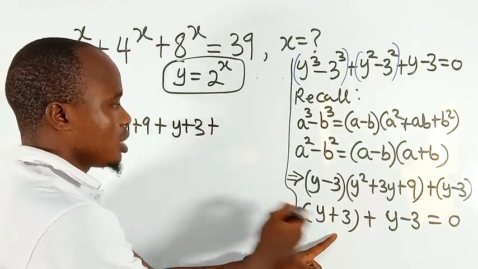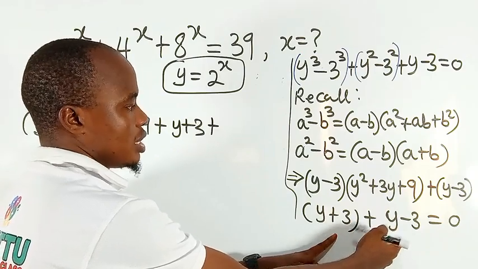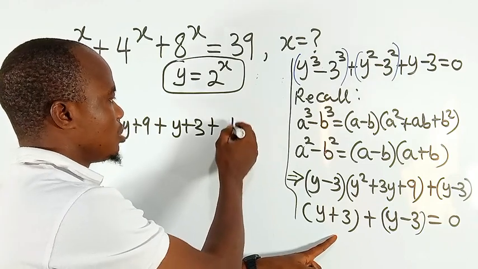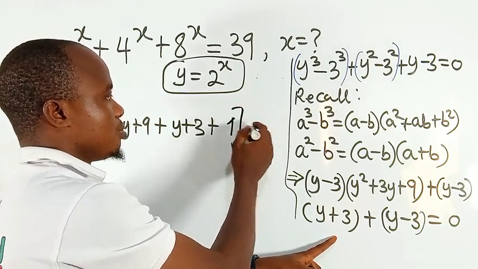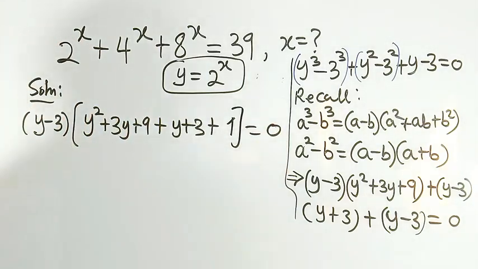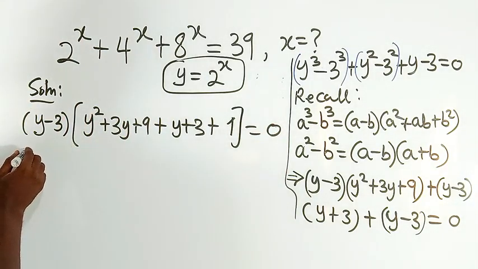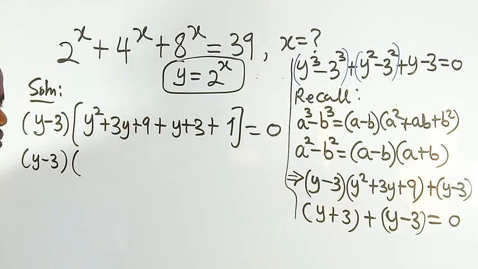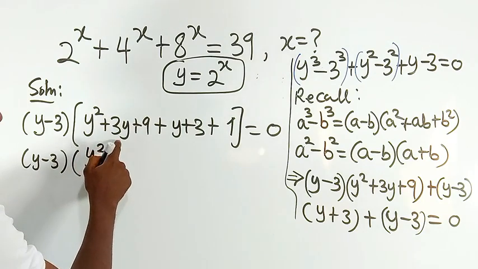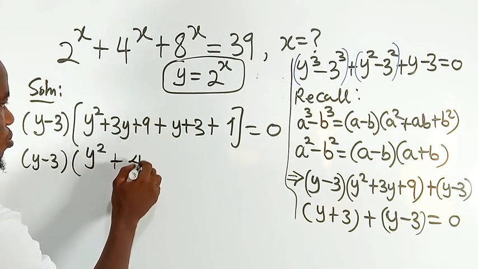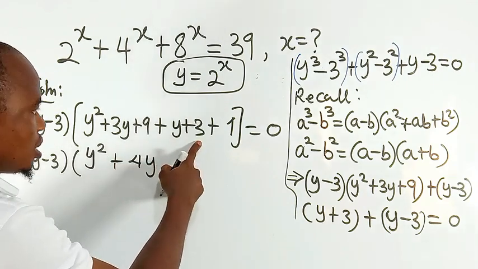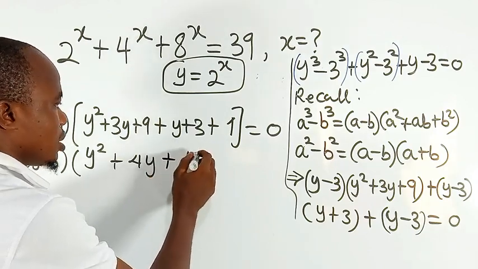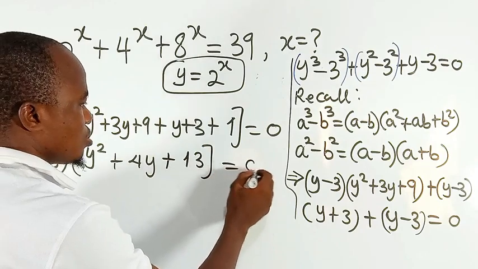Then plus y minus 3 is gone here. This one also, we factor it out. So we are going to be left with 1. So everything now will be equal to 0. Do you understand? So from there, we're going to have y minus 3 into, now we try to simplify this further. We have y squared, 3y plus this, we have 4y. Okay, 9 plus 3, that is 12 plus this, we have 13. Okay, then equal to 0.